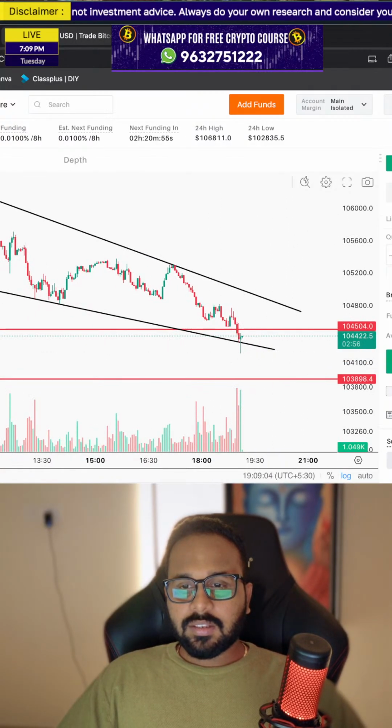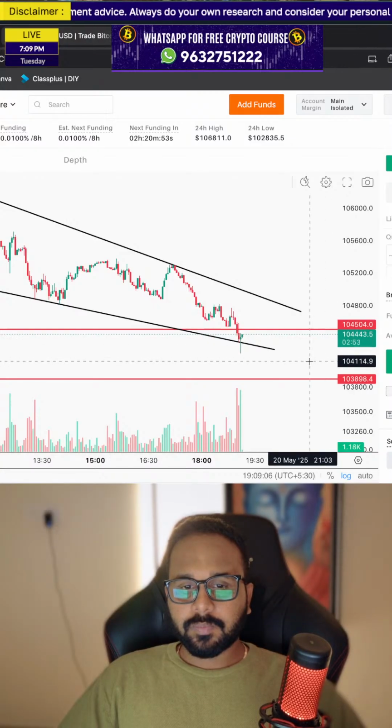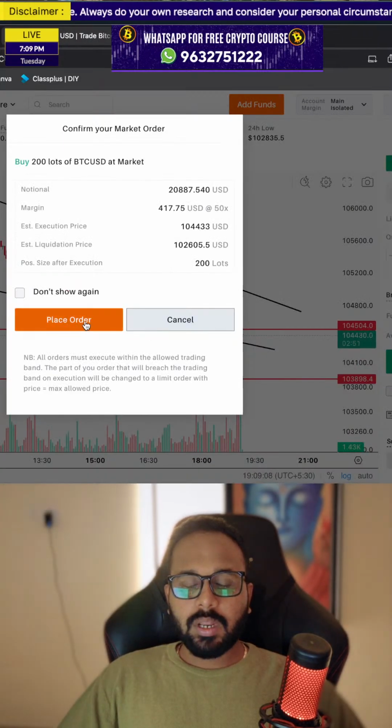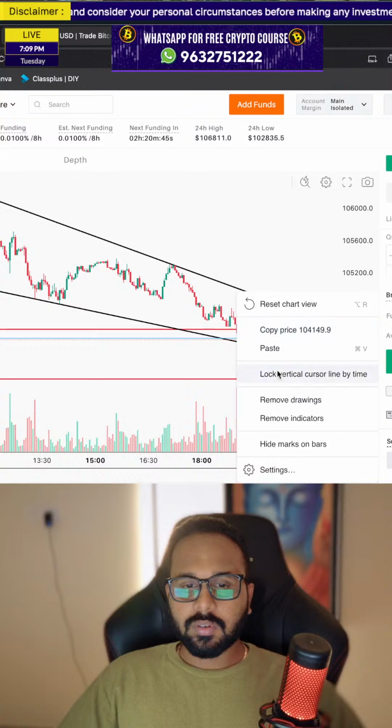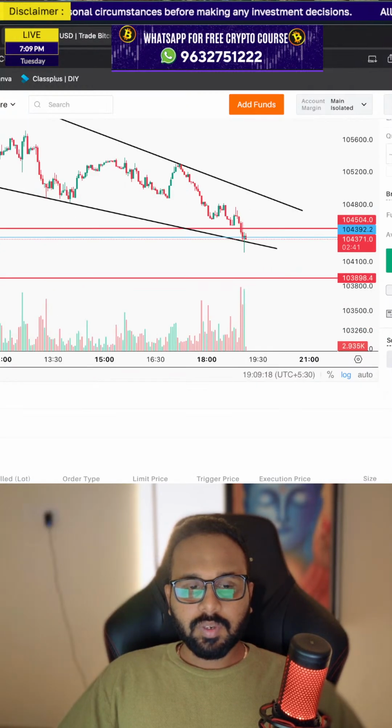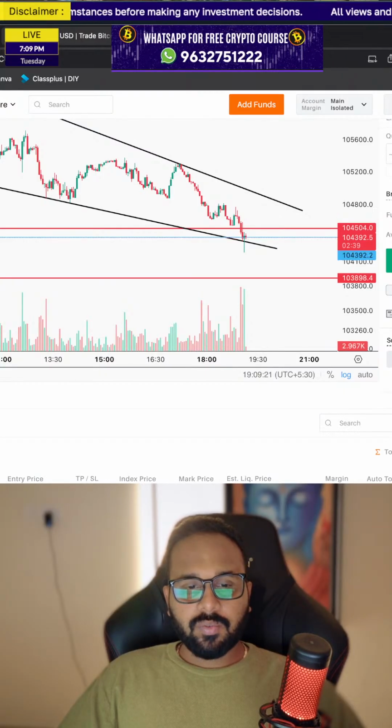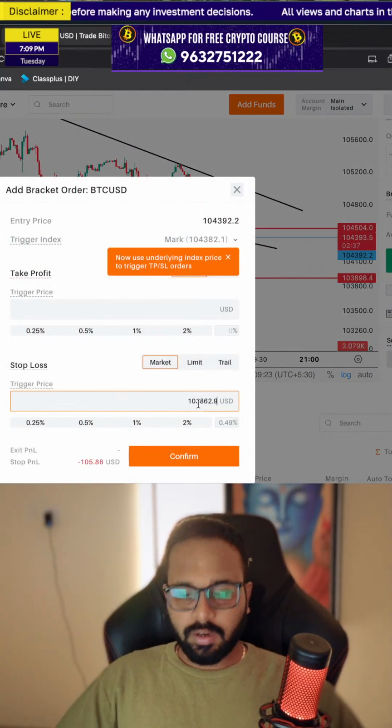So exactly at this level, first I'll make one attempt here. Okay, a little lower I'll place the stop loss. You guys can wait for a bit until I give that update.